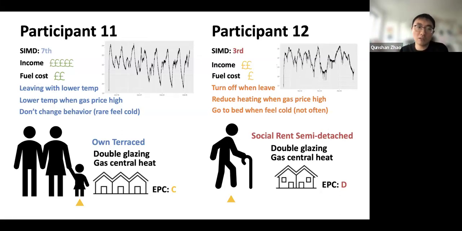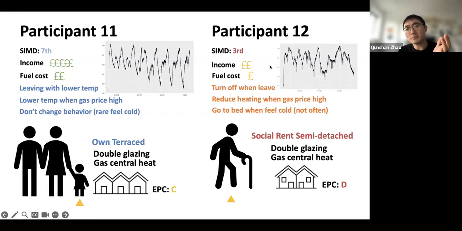They live in a terrace house with double glazing and insulation for the windows, and an EPC, the energy performance certificate that we mention multiple times later. This evaluates energy efficiency in the UK. C is fairly good. Not as good as A, but it's okay.